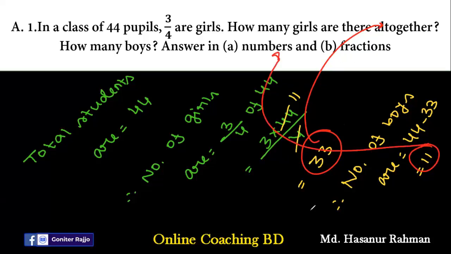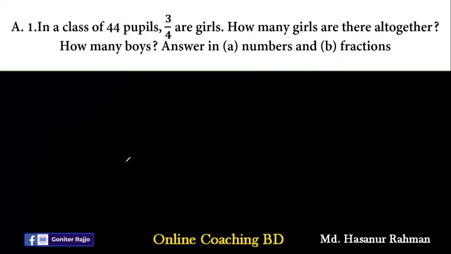Now we have to find out the fraction. So how can we find out the fraction? We know how many boys are there: 11 boys. And what is the total student? 44. Then if we divide, we will get the final solution. 11 1s are 11, 11 4s are 44. So 1 by 4 will be the final answer.